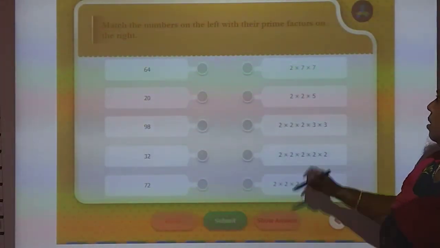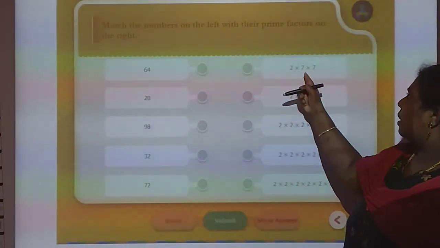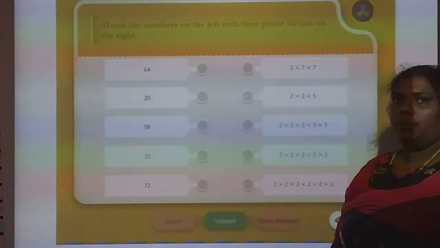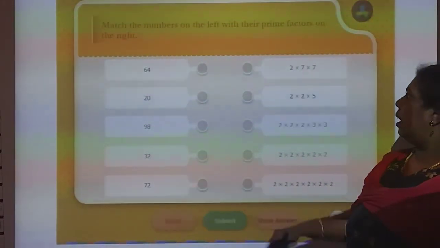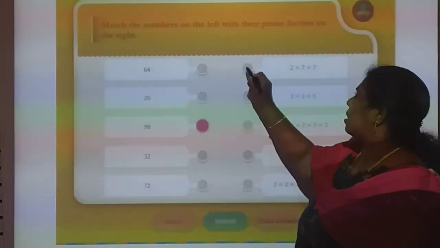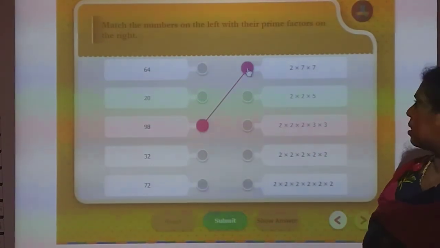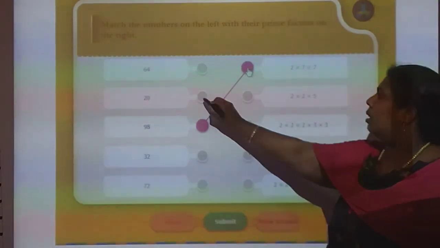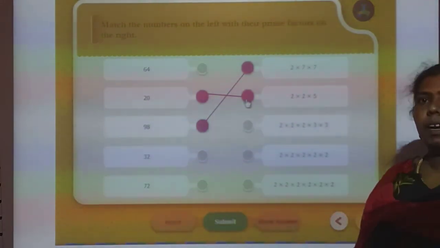Next. See here. 7 times 7 is how much? 49 will come, right? 49. Then 49 times 2 is 98. So 98 factors. Then 5 times 2 is 10. 10 times 2 is 20. So 20 factors, right?